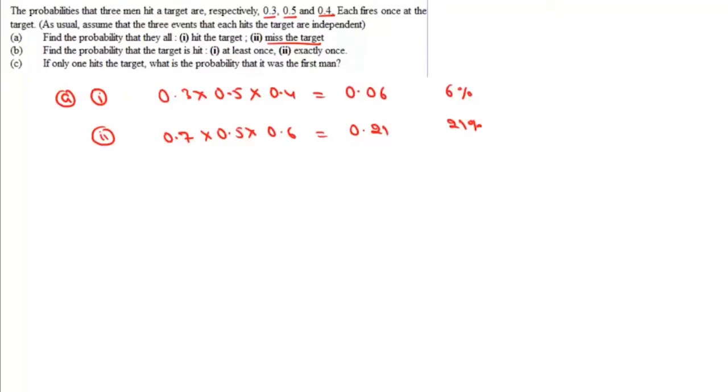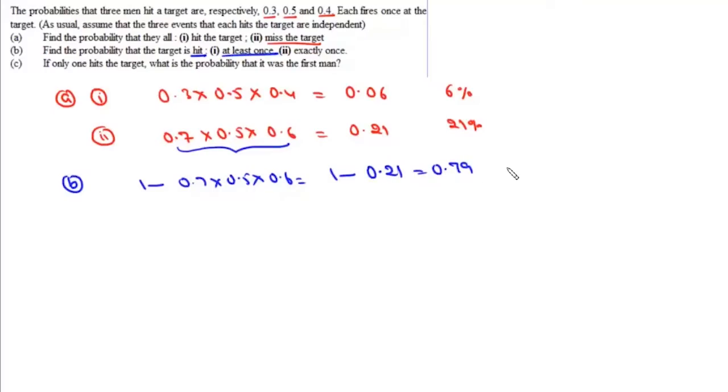Now for this B part, it says find the probability that the target is hit at least once. Now at least once is 1 minus target is not hit, and it'll be simply 1 minus the probability that all 3 of them miss the target. So it'll be this 0.7 into 0.5 into 0.6, which is 1 minus 0.21, which is 0.79, which means there is a 79% chance that at least one of them is going to hit the target.